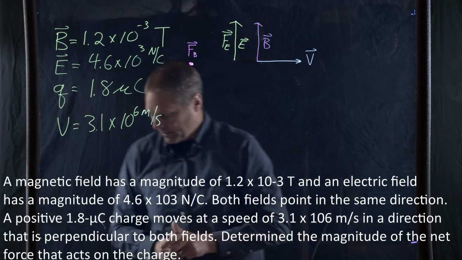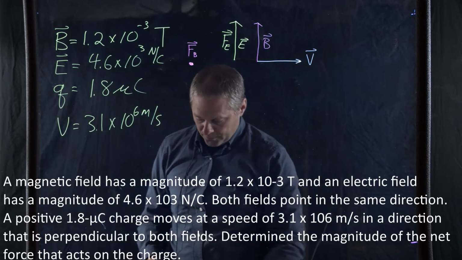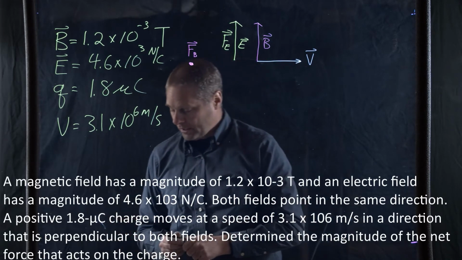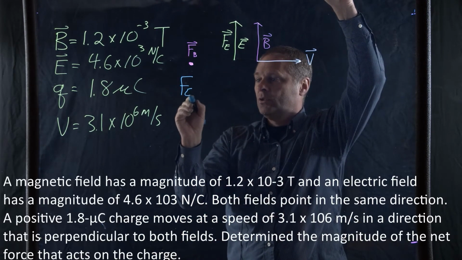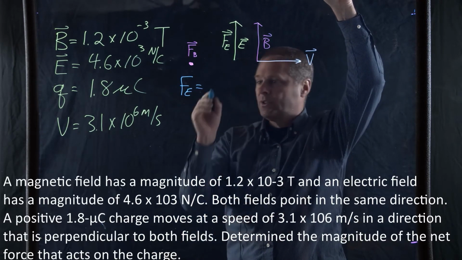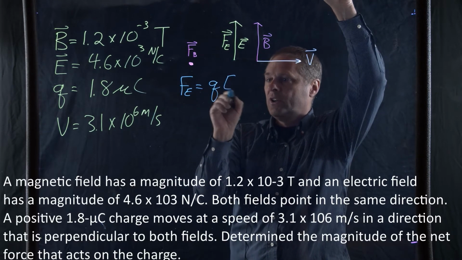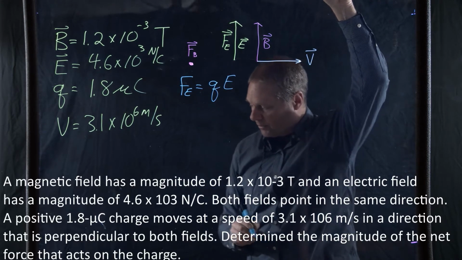Should put my vector up there. Now, if we look at the force due to the electric field, we saw that a few chapters ago. The force due to the electric field is equal to the charge times the magnitude of the electric field.